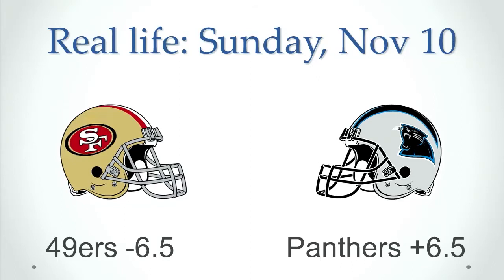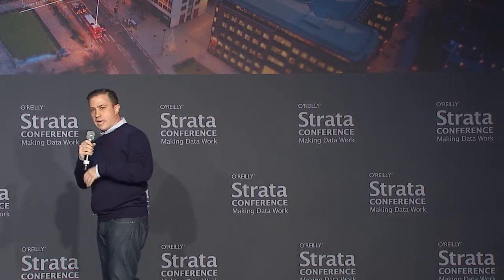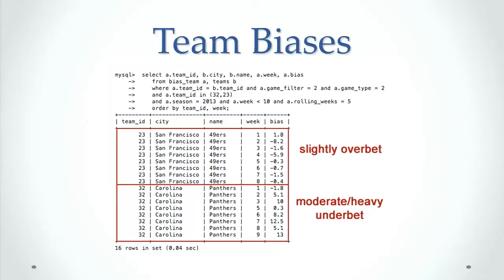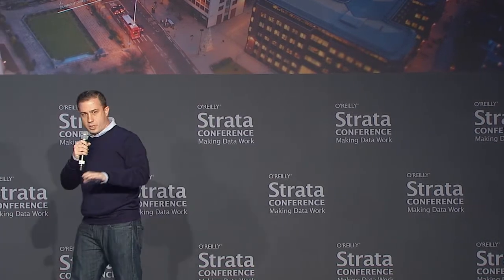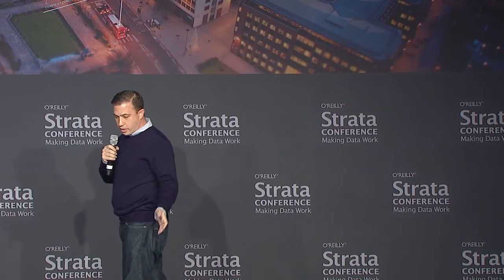So this past Sunday, the 49ers played the Panthers. The 49ers were favored by 6.5 points. So how did I come to those two teams to take a look at? Well, I looked at all of the teams for the past 9 weeks and saw if there were any biases in the point spreads. And I saw that the Panthers were moderately to heavily underbet, whereas the 49ers were slightly overbet. So I said, okay, well, this is a pretty good game to take a look at. You have an underbet team playing against an overbet team. I took a look at overall biases, whether or not there was a home bias or an away bias this season. Again, this is a 5-week moving average that I took a look at. There wasn't any overall biases.